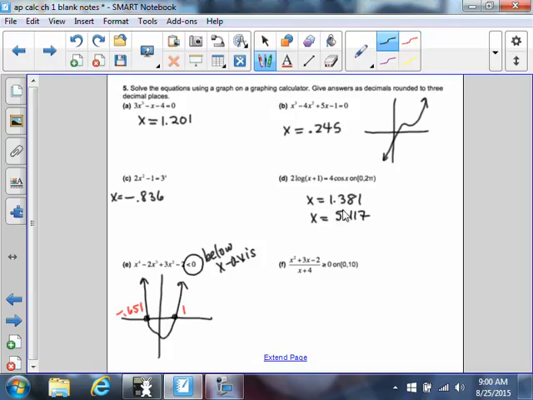So it's saying when is it below the x-axis? It's below the x-axis on the interval. Well, actually, don't do a bracket, do a parenthesis. Why a parenthesis? Right, it doesn't say less than or equal to, right? So it's on the interval negative 0.651 to 1.